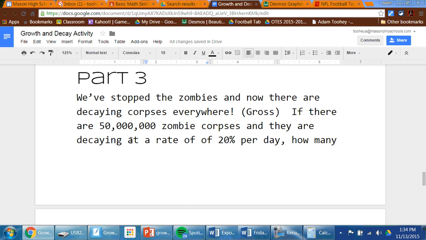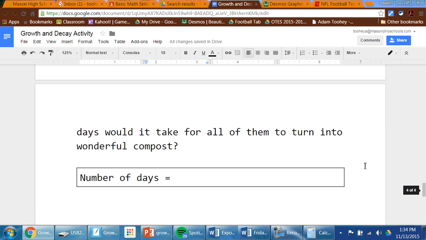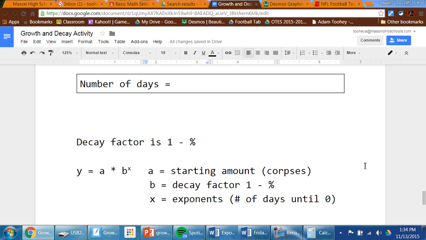The next piece is part 3. It says, we stopped the zombies, hooray! And now there are decaying corpses everywhere. Gross. There are 50 million zombie corpses, and they are decaying at a rate of 20% per day. How many days will it take for all of them to turn into wonderful compost? Or at least to turn into compost. That's good. So I've got to do another equation here. It's got my decay factor, and this is the same kind of deal. The only difference between a growth equation and a decay equation is that your decay factor needs to be less than 1. Okay? I'm actually going to just write that over to the side. B needs to be less than 1.